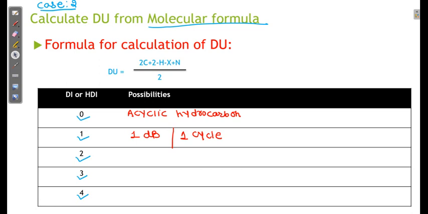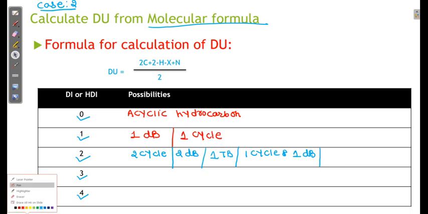So let us see. From this formula we are getting a value 2. Then we can say there are 2 cycles, or there are 2 double bonds, or there is 1 triple bond, or there is 1 cycle and 1 double bond. Now calculate in all the cases according to the formula. DU is equal to the number of pi bonds plus the number of rings, and that sum is 2. If according to the given formula we are getting the value 3, then we can say the possibilities here are that we come to the conclusion of 3 cycles.